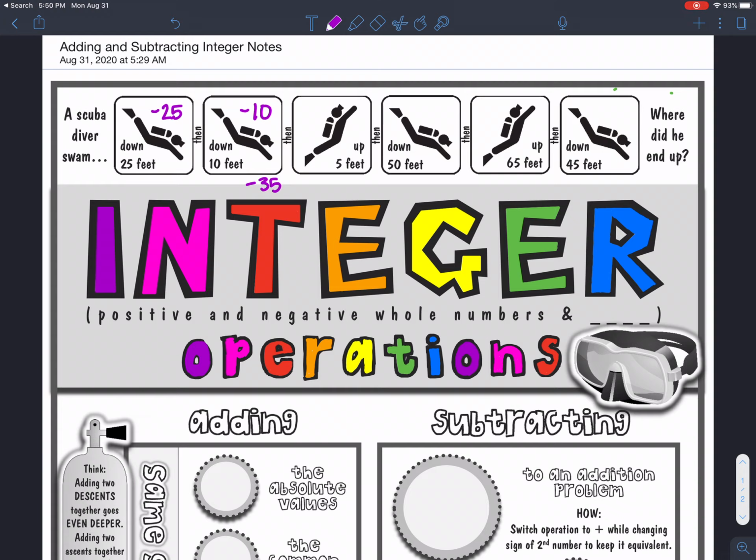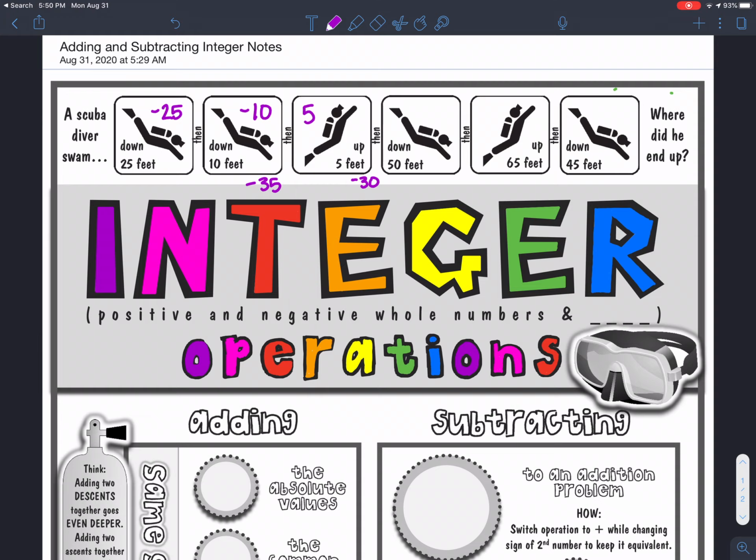All right, and we know if we go up 5 feet, that's a positive 5, and we can write the plus sign here, but I'm going to leave it off because we know that a regular number is a positive number. So if we're at negative 35 feet and we go up 5, now we're at negative 30 feet because we went just up 5, not up all the way.